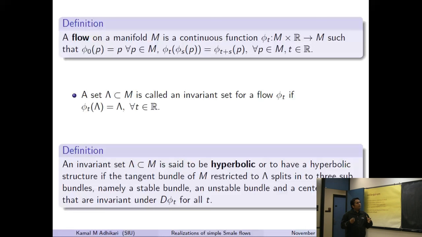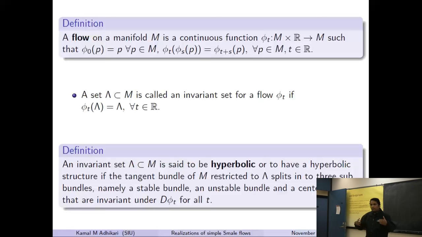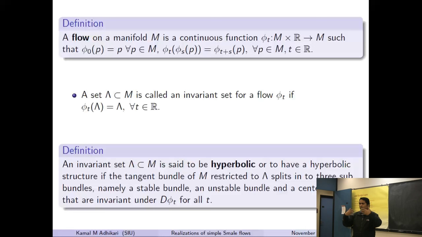Any set in the manifold is said to be invariant with respect to the flow if it stays the same under that flow for all time. The invariant set is said to be hyperbolic if the tangent bundle of the manifold restricted to that set splits into 3 sub-bundles: stable, unstable, and center bundles. The tangent bundle is the disjoint union of all tangent spaces. If the tangent bundle splits into stable, unstable, and center bundles, we say that the structure of that set is hyperbolic.